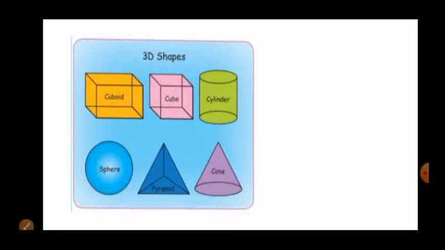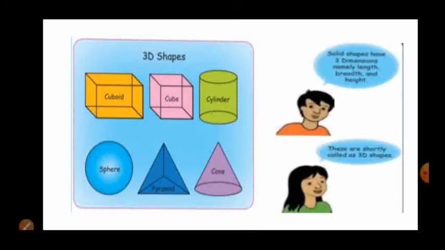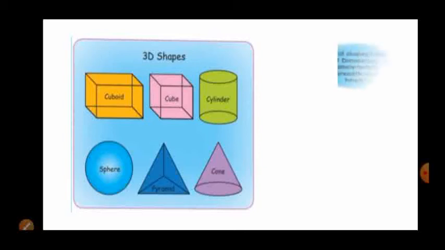3D shapes. They are cuboid, cube, cylinder, sphere, pyramid and cone. Solid shapes have 3 dimensions, namely length, breadth and height. These are shortly called 3D shapes.